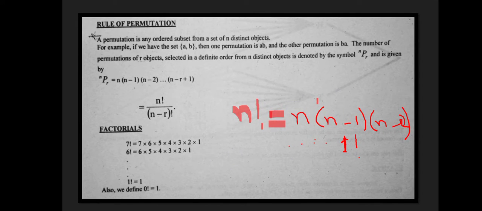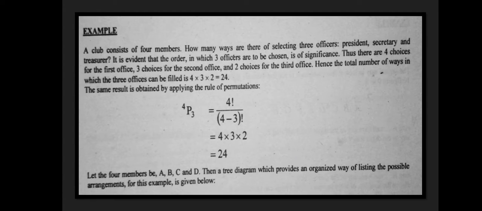So we have studied the definition of permutations. Now let's see an example about permutation to understand it well. A club consists of 4 members. There is a club consisting of 4 members. How many ways are there of selecting 3 officers? We have to select 3 officers for the club consisting of 4 members. The officers are president, secretary, and treasurer.